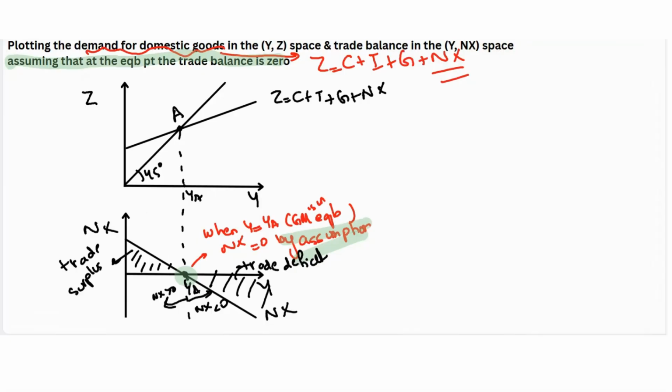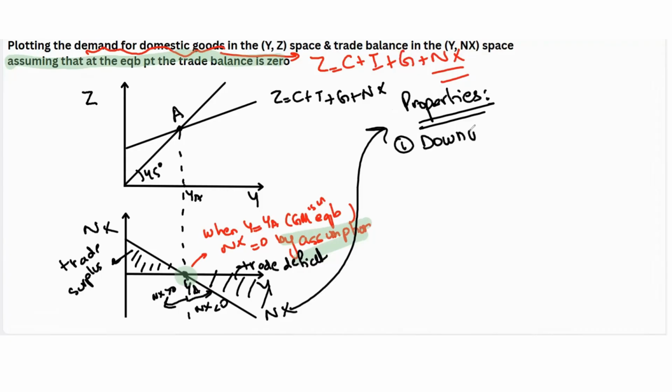Now we want to look in more detail at the properties of NX. Let's discuss in detail the way we've plotted it and the economic intuition behind these properties. Number one, we can see it's downward sloping in our Y and NX space. Let's try to understand why.